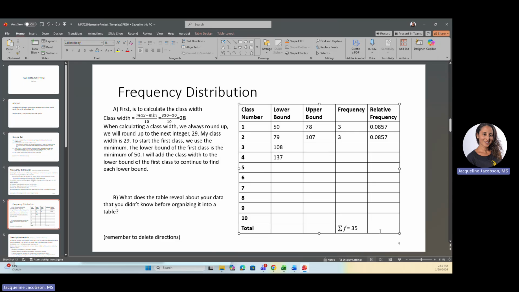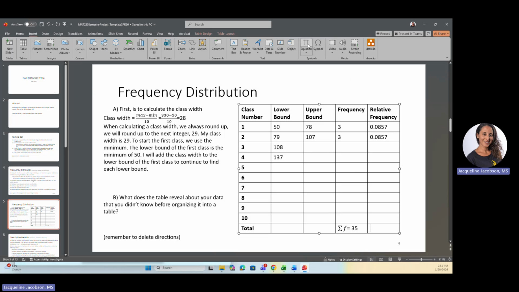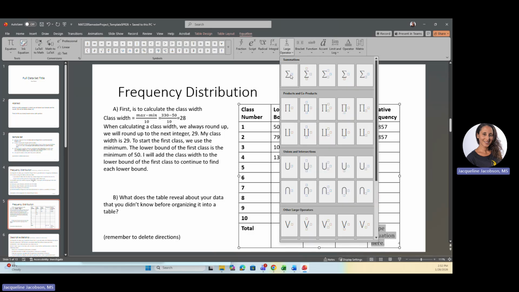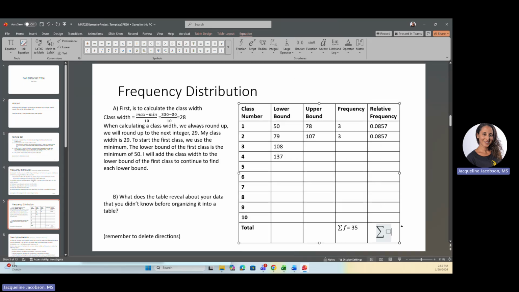And I want to show you also, if you want to use the notation, insert, equation, all the math stuff is here. You'll see the summation right there. I can show the summation of RF is equal to... what should it be equal to? Hopefully, remember, it has to be close to 1, if not 1.